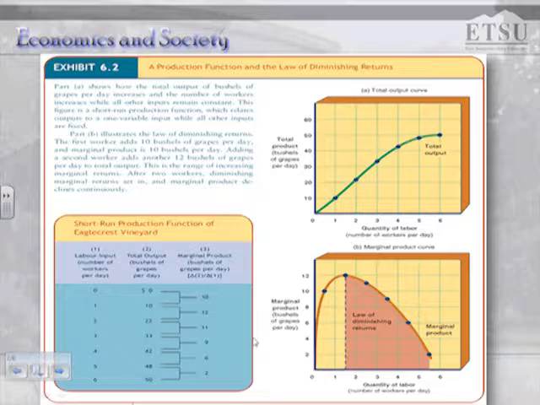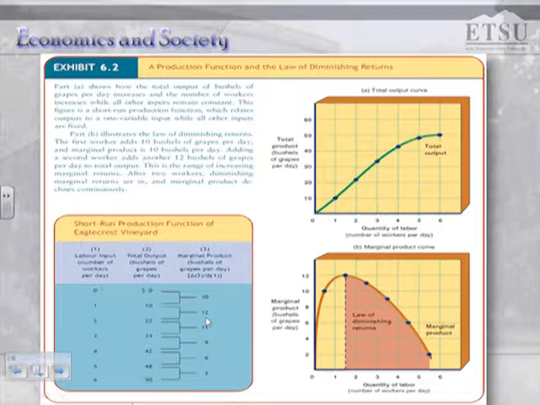So if we go from having 0 workers and employ 1 worker, we'll see that the total output increases from 0 to 10 units. That means the marginal product of the first worker, the increase in total output there, is 10 units. We add the second worker, and the total output goes from 10 to 22, which is an increase in output of 12 units. So the marginal product of the second worker is 12 units.